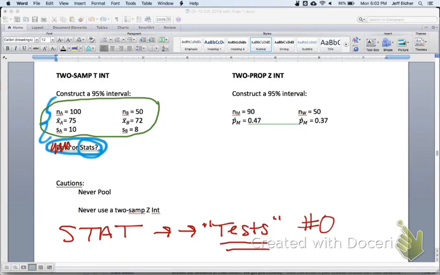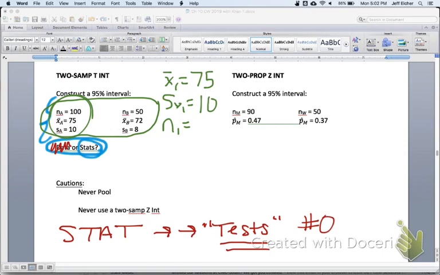So for our x bar 1 is the first thing on the calculator. Maybe I'll write that right here. X bar 1. We're going to type this information. 75 is the mean for the first group. So 75, enter. SX1, that's the sample standard deviation. That would be 10, so type that, 10, enter. N1 is the sample size for the first group, 100.